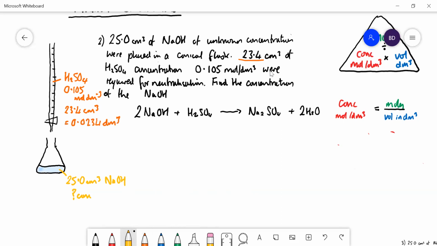Let's do this one as well. This is going to be equal to 0.025 dm cubed. Now we need to look at the equation, and this is where it's a little bit different because 2 moles of NaOH only react with 1 mole of sulfuric acid. So we're going to have to take that into account.